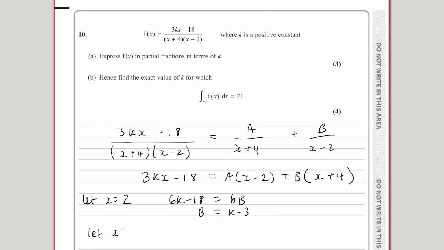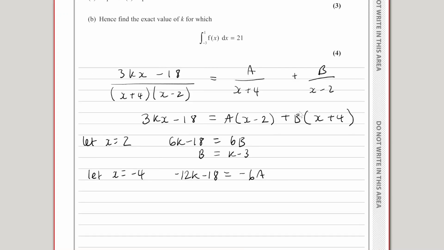And then let x equal negative 4. So we'll have negative 12k minus 18 equal to minus 6a. Divide through by minus 6. So we'll have 2k plus 3. So f of x is (2k plus 3) over (x plus 4) plus (k minus 3) over (x minus 2).